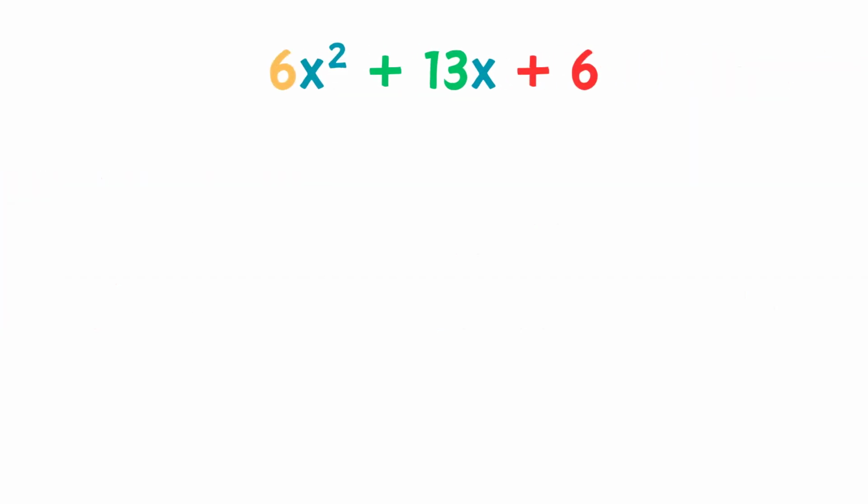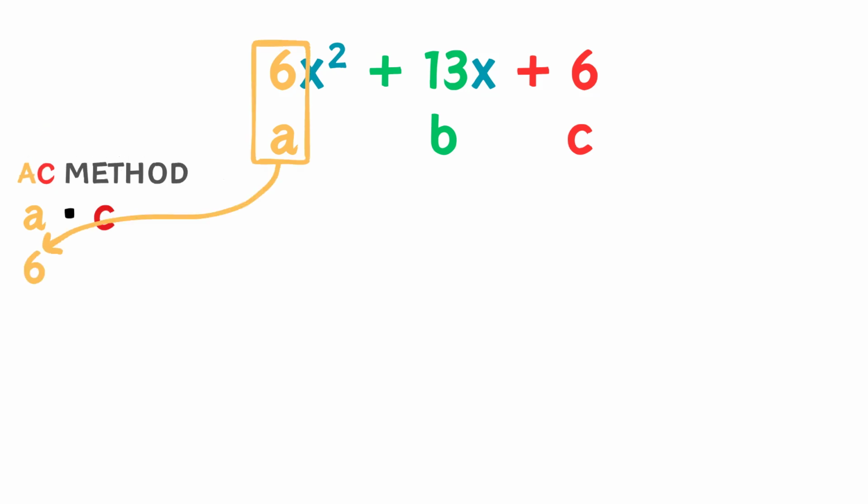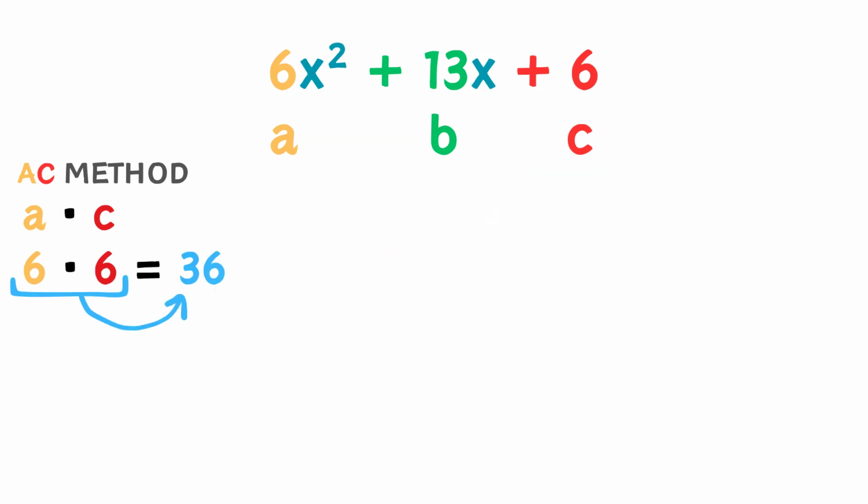Now, each trinomial has coefficients for their terms. The first step in the AC method is pretty straightforward. Multiply the a and c, or the coefficient of the x squared term with the constant. In this trinomial here, a and c are both 6. 6 times 6 is 36.